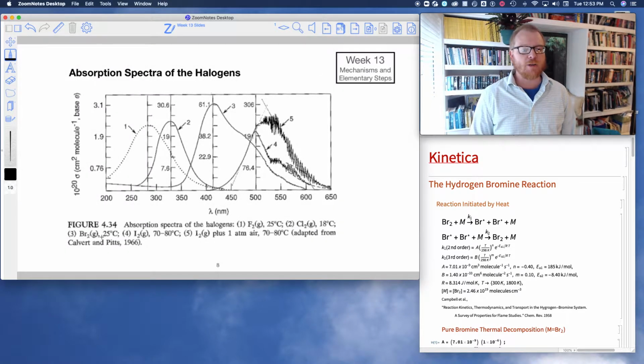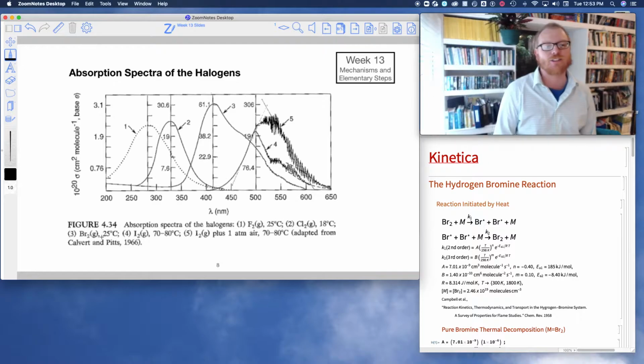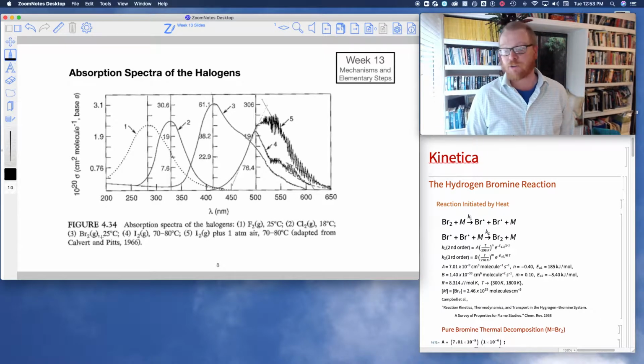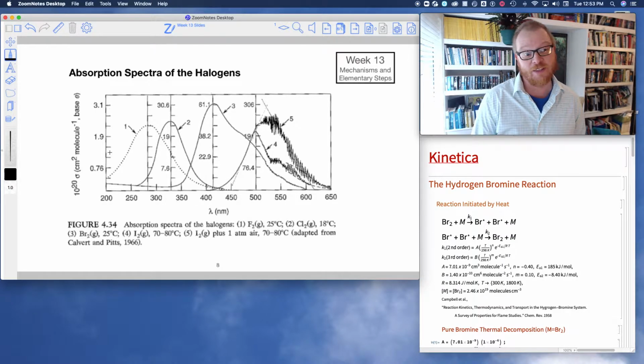So here's some spectra of some various halogens. We've been talking a lot about the halogens, so I thought this was a pretty cool spectra to show you. The first thing I'll show you right away here is look at the Y scale. Okay, so you're used to seeing an absorption spectrum as A versus lambda, right?